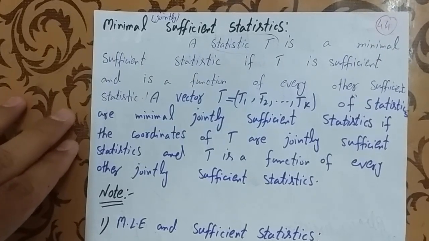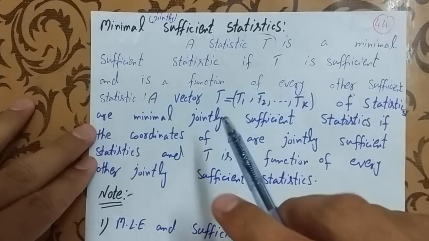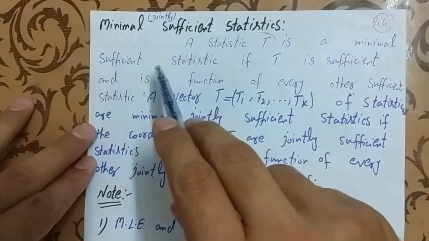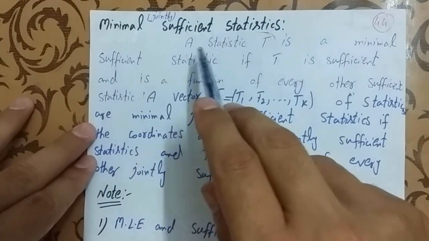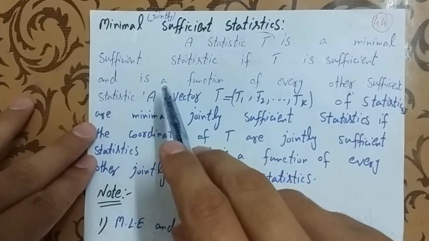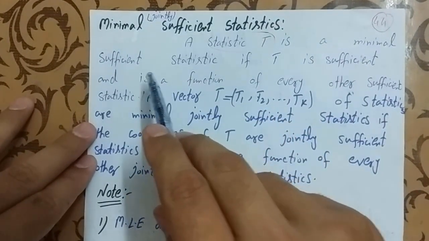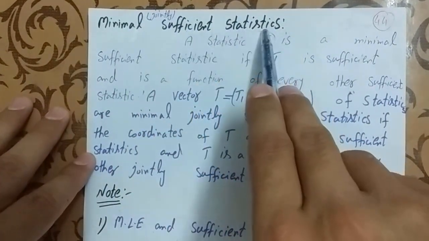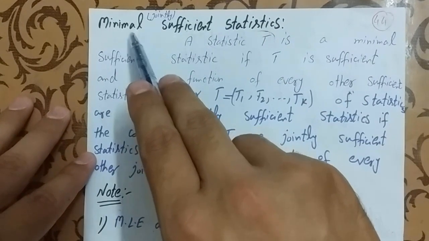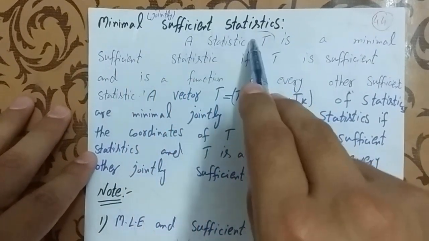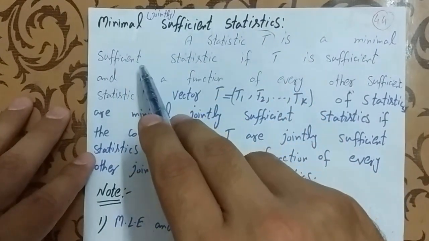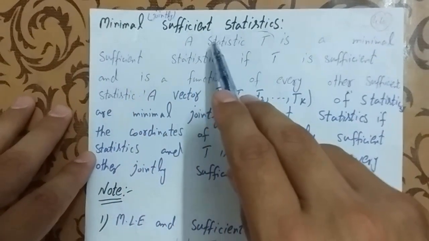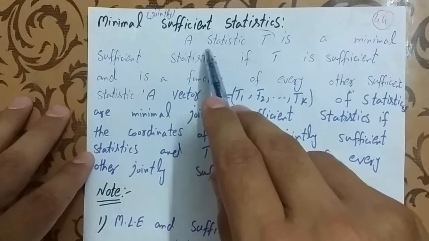Bismillahirrahmanirrahim. In the last lecture, dear students, we discussed the sufficient statistics and the jointly sufficient statistics. Now in this lecture we discuss what is the minimal sufficient statistics and what is minimal jointly sufficient statistics. First of all, I discuss what is minimal sufficient statistics.